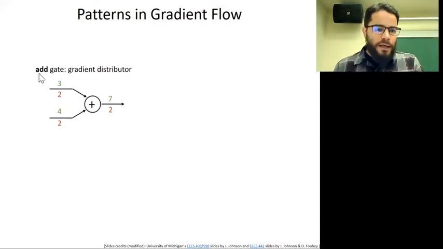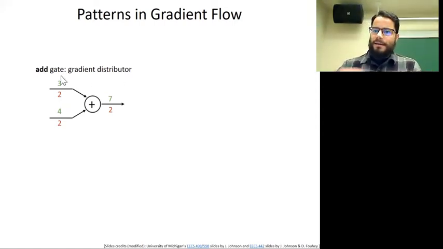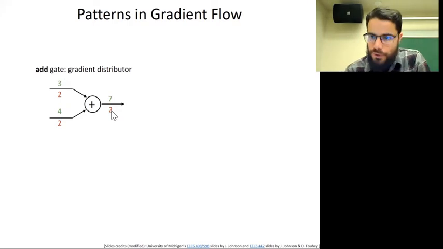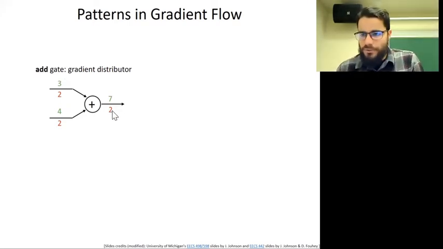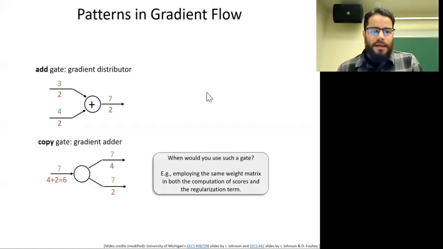Let's look at a couple of them, 4 of them. You can consider that they are like electronic gates. The sum would be like an AND gate where you are just distributing the gradient. So your upstream gradient is 2 here, and as you can see, the downstream gradients are also going to be 2 and 2. Very good. Let's look at the copy gate now.